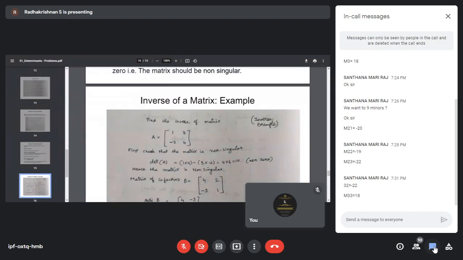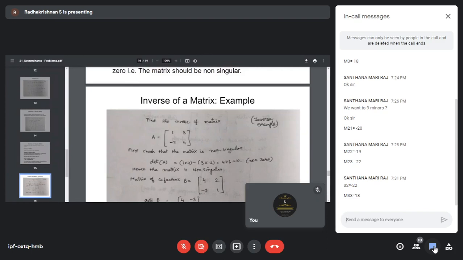Let us take a simple example: 1, 3, minus 2, 4. First check that the matrix is non-singular. For that we will determine det A, which is 1 into 4 minus 3 into minus 2. So that becomes 10, which is non-zero. So this matrix is non-singular.